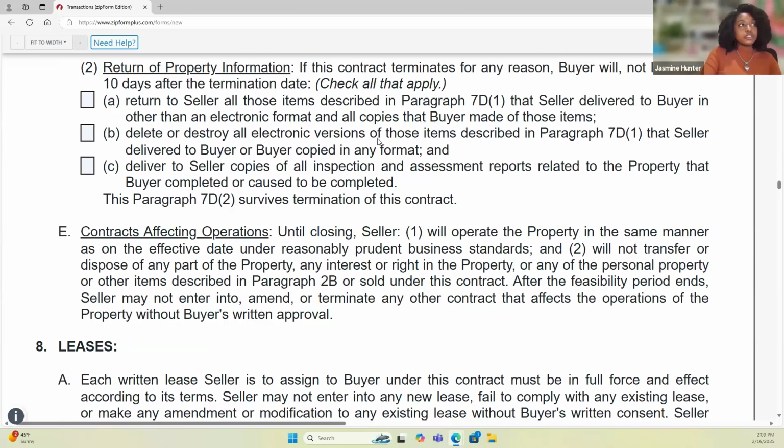Delete and destroy all electronic versions of all these documents and deliver to seller copies of all inspections and assessment reports related to the property that the buyer completed. And whatever you paid for, you have to give us that back too. You have to give us everything.